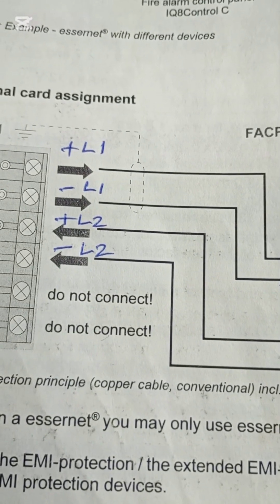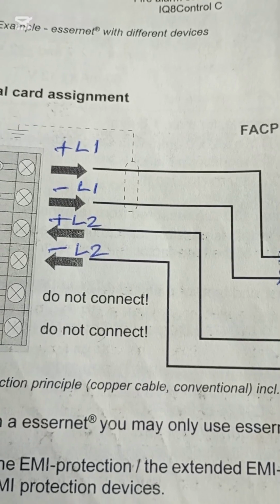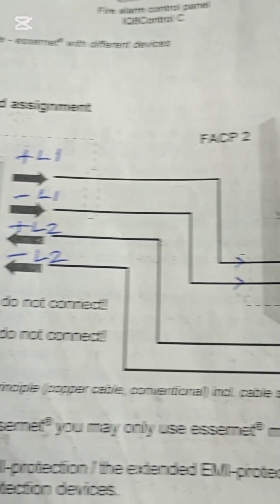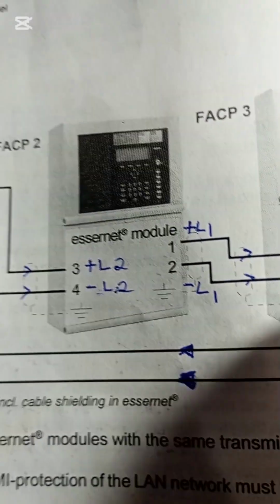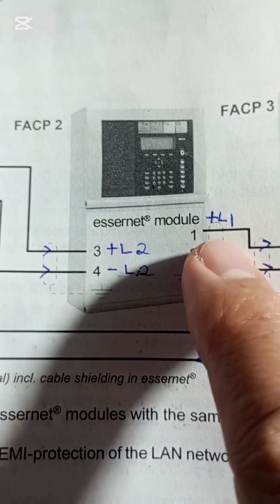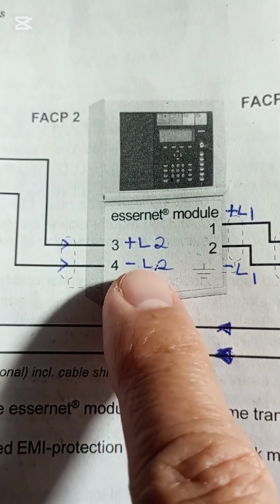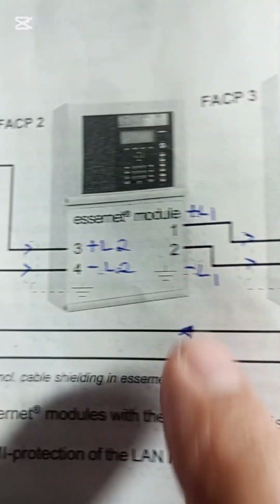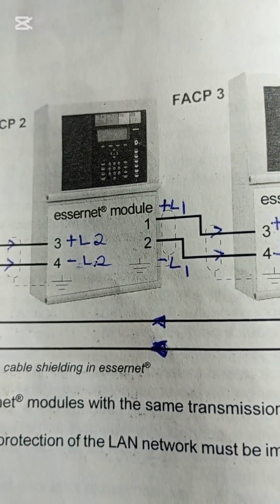So this is just the connection of the entire network for your information. Again, 1 and 2 is the output, 3 and 4 is the input. 1 and 2 is using L1, 3 and 4 is L2. The odd numbers, 1 and 3, are positive. 2 and 4, the even numbers, are negative. This is in order to complete the ring type communication of the entire network.